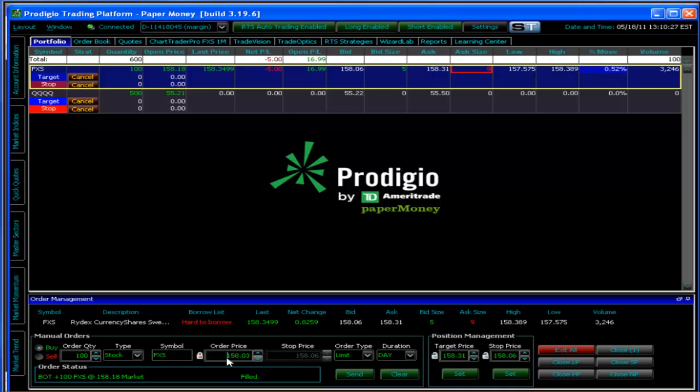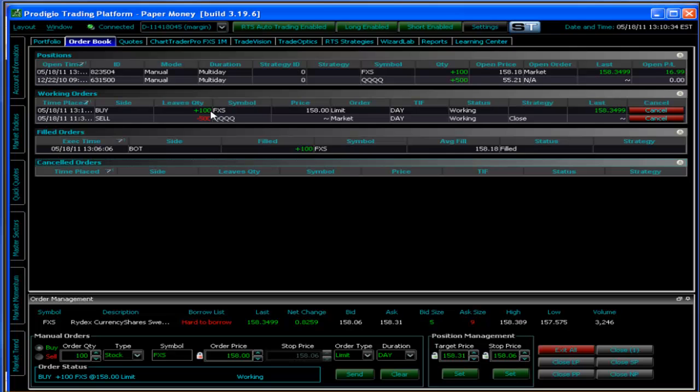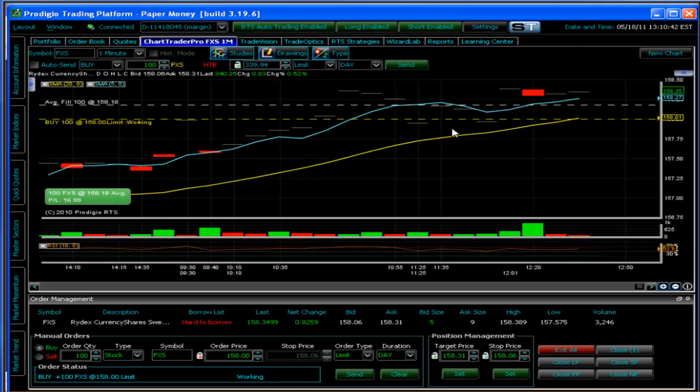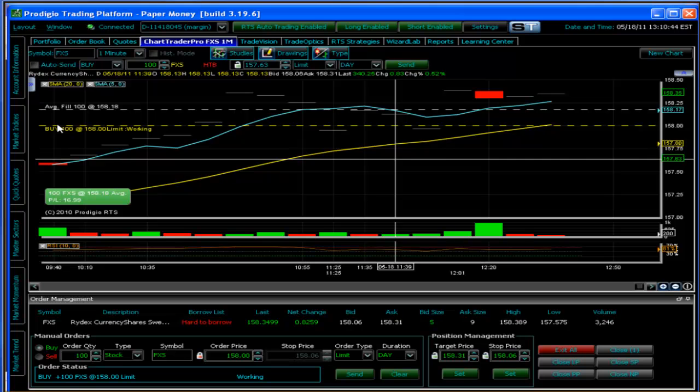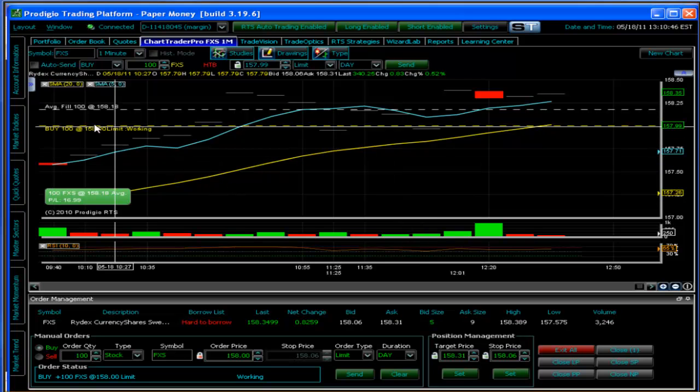Right? So this is well below on the dollar, 158. If I send that limit order, it's sent and it's working, and if I go into my order book, I can see this order in my working orders. Now that's to buy at 158, and right now nobody wants to trade at that price for me.